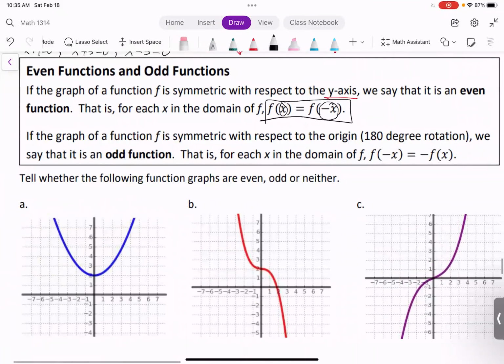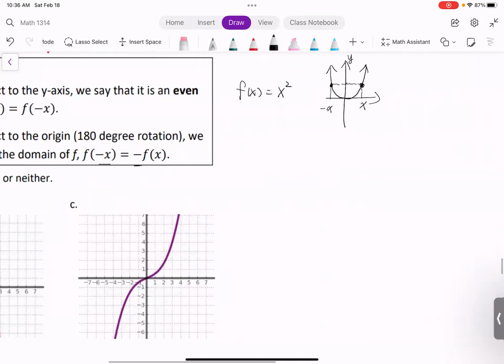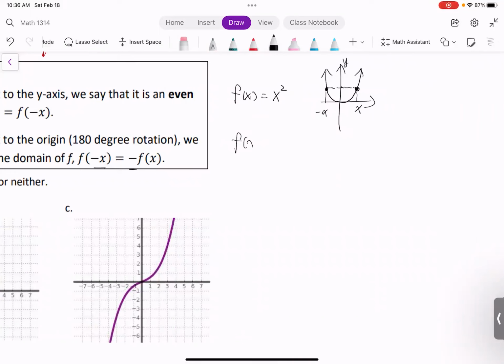Let's see another one, the odd function. If the graph of the function is symmetrical with respect to the origin, a 180-degree rotation, we say that is an odd function. That is, for each x in the domain of f, f of negative x equals negative f of x. For example, in previous lessons, we have learned that f of x equals x cubed. This is an odd function. The graph of this one passes through the origin.